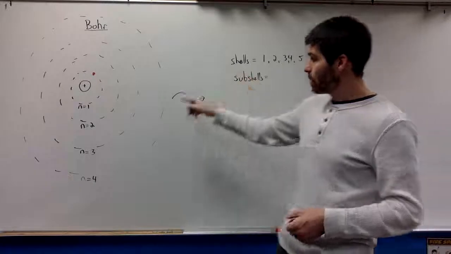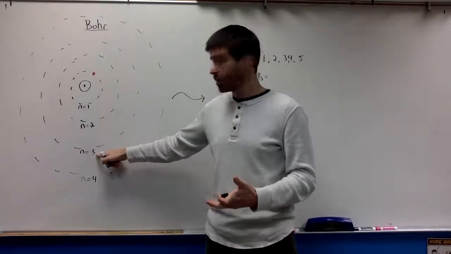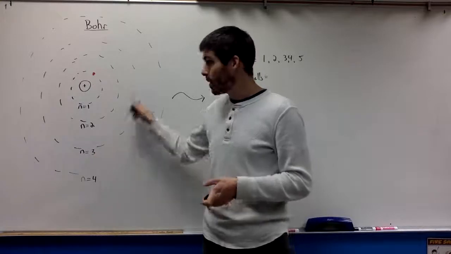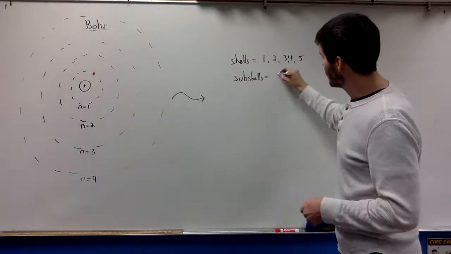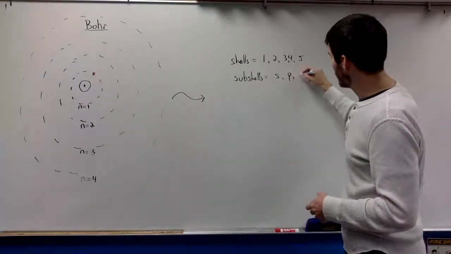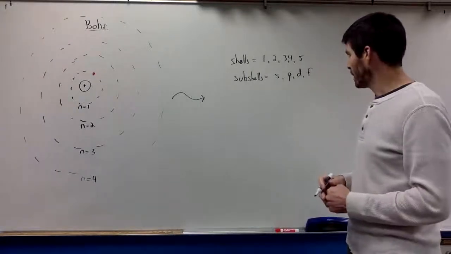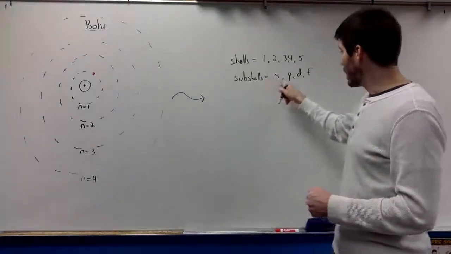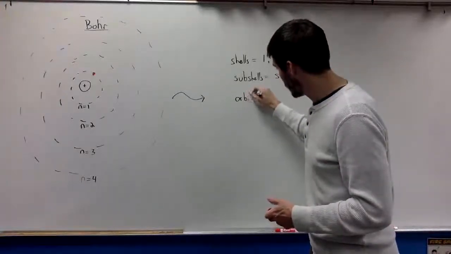So not only can an electron be in shell 3, there are different parts of this shell that it can be in. And they're not rings anymore. They're going to actually take on different shapes. There are 4 different families of shapes. We call them S, P, D, and F. We'll look at those in a little bit. And then within those subshells, now we can actually get different orbitals.